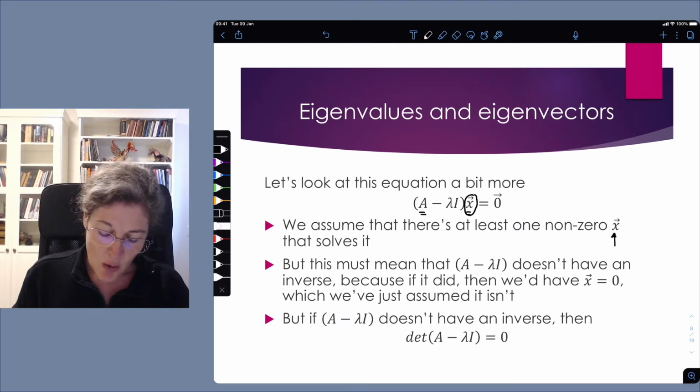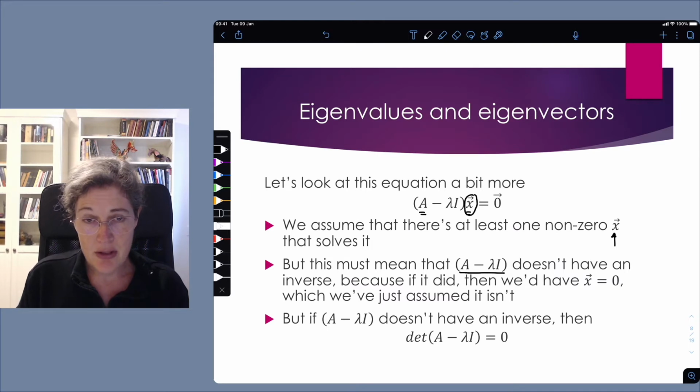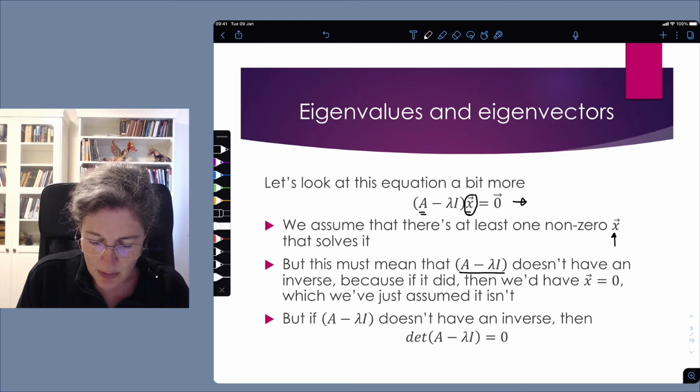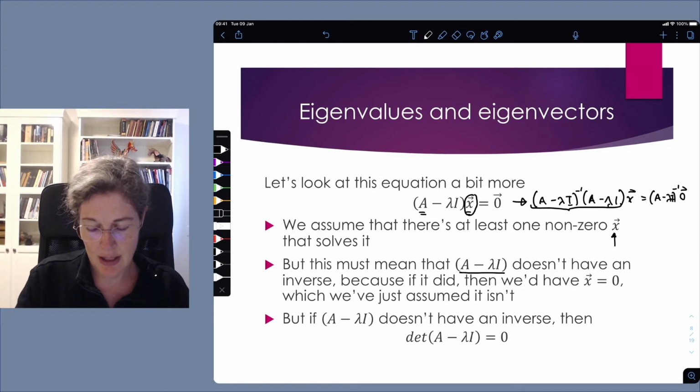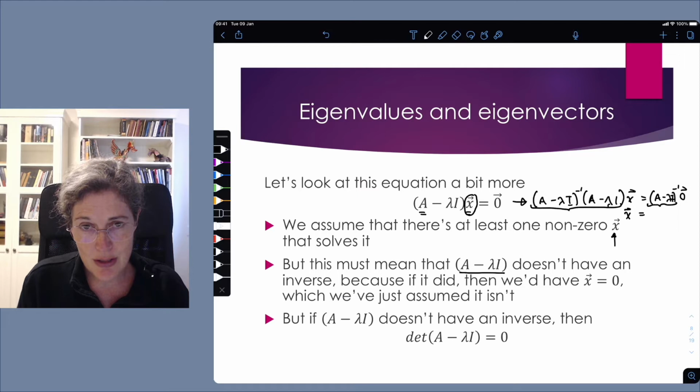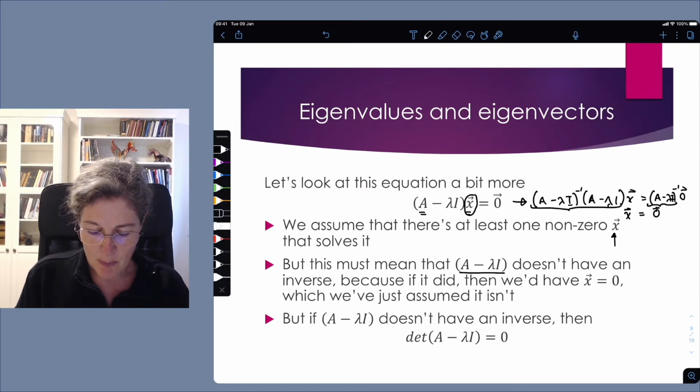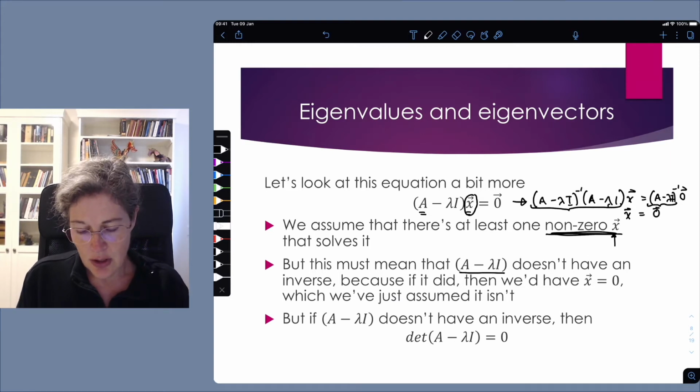Okay, but what does this tell us? Well, if you think about it, it means that our A minus lambda I can't have an inverse. Because if it did, suppose we could multiply through on the left by A minus lambda I inverse. Then we've got A minus lambda I inverse times A minus lambda I times x is equal to A minus lambda I inverse times 0. This bit over here would just give us the identity matrix, because a matrix times its inverse gives us the identity. So we'd have that x is equal to whatever this inverse is times the 0 vector, but that's just going to give us 0. So we'd have that x is equal to 0, but our first assumption is that we're looking for a non-zero x. So we conclude that we can't have an inverse, because if we did, the only x that would work would be the 0 vector.